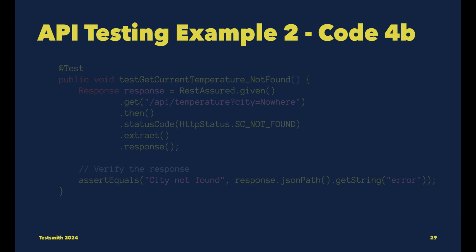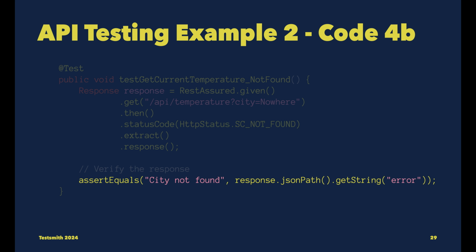This line initiates an HTTP GET request to the /api/temperature endpoint with a query parameter city equal to nowhere, using the Rest Assured library. The response from this request is stored in the response variable. This line specifies the expected HTTP status code of the response. The test expects a 404 Not Found status code, which indicates that the server could not find the requested city.